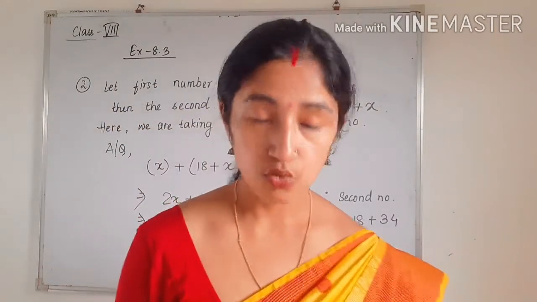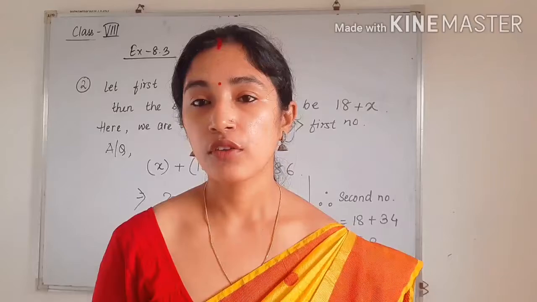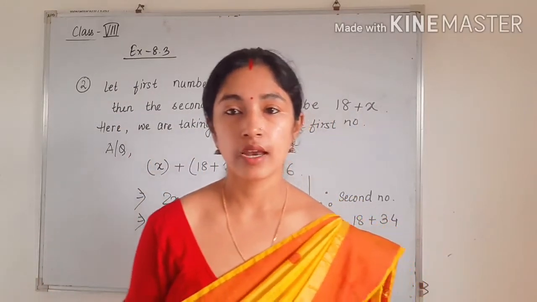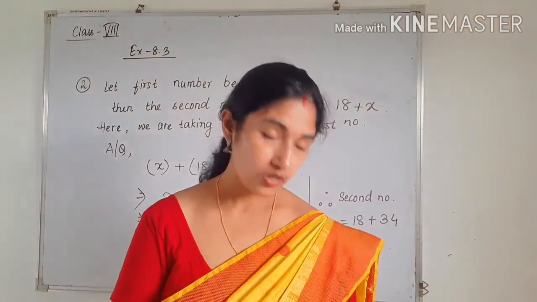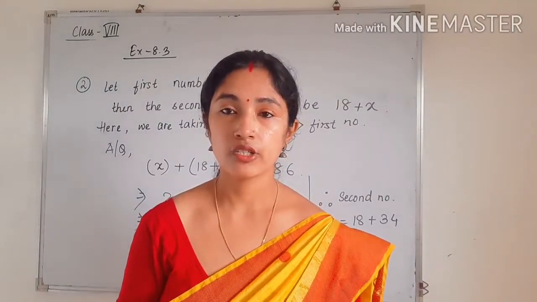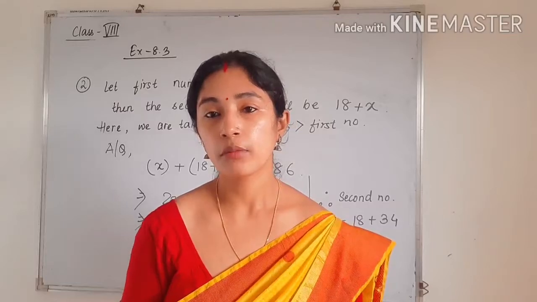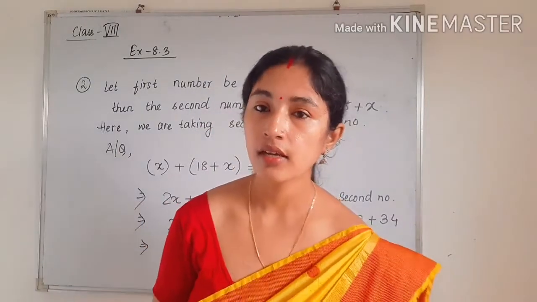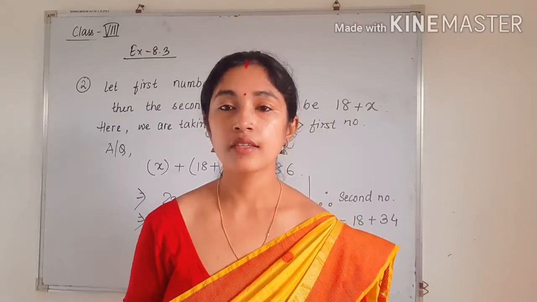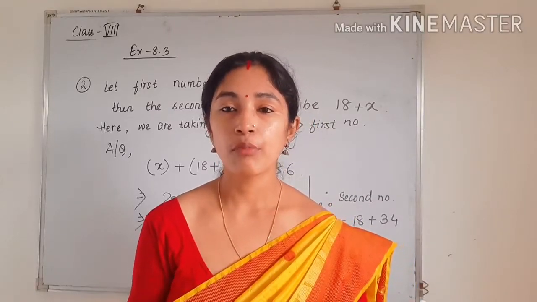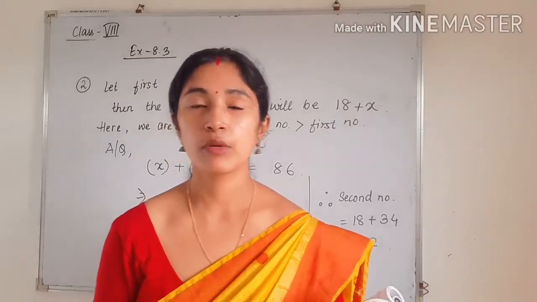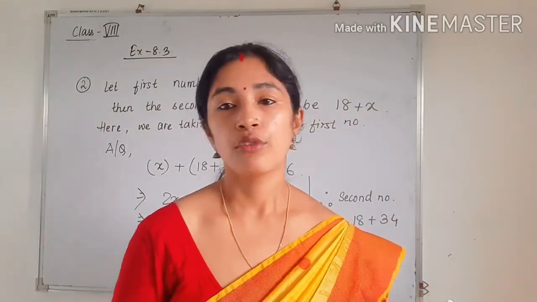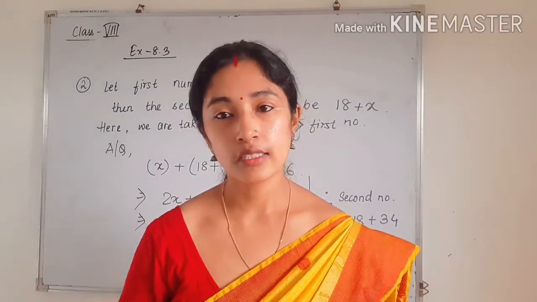The difference between two numbers is 18. That means when we subtract a number from another number, the answer is 18. If their sum is 86, that is the second condition. That means if we add the two numbers, we will get 86. So what are the numbers? We are taking the first number as x and the second number will be what? 18 plus x. Why are we taking 18 plus x? Because it is written that if we subtract a number from another number, the answer is 18.